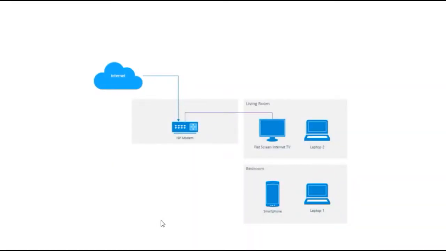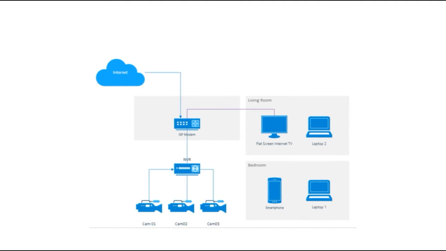So here we have just a very simple drawing of, say, a typical home network. You have the ISP modem on the site. This could be a 4G modem or any other type of modem connected to the internet. You have, say, your flat screen TV, laptops, all the usual stuff floating around in the home. Now, let's say you go and you install a camera system. So you have your three cameras connected to your NVR, which is connected to your ISP modem.